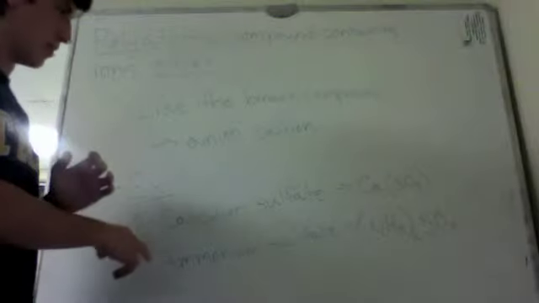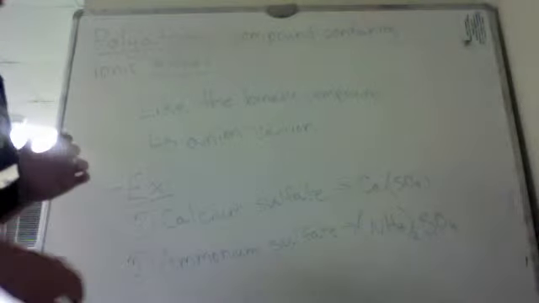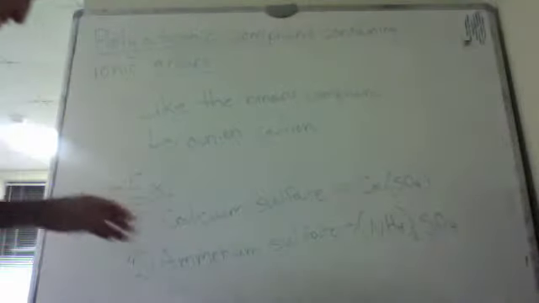So now we're going to discuss how to do the chemical nomenclature for polyatomic compounds containing ionic groups. So like the binary compounds containing a non-metal and a metal, the polyatomic compounds are named by first placing the cation and then the anion. So for example, if you have calcium sulfate, you place the calcium, who would be the cation, and then place a sulfate as the anion.